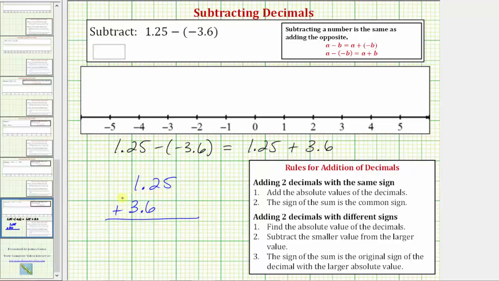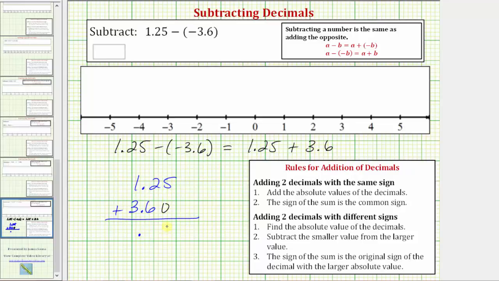Notice how 1.25 has 2 decimal places and 3.6 only has 1 decimal place. So to have the decimals have the same number of decimal places, we can add a 0 to the hundredths place value for 3.6. We can do this because 6/10 equals 60 hundredths. Before adding, move the decimal point down to the sum, and now add like we normally do.